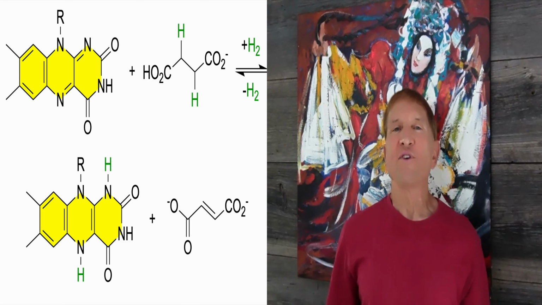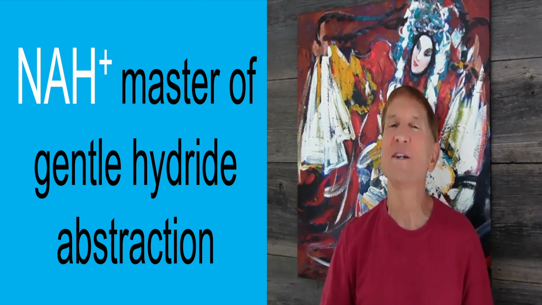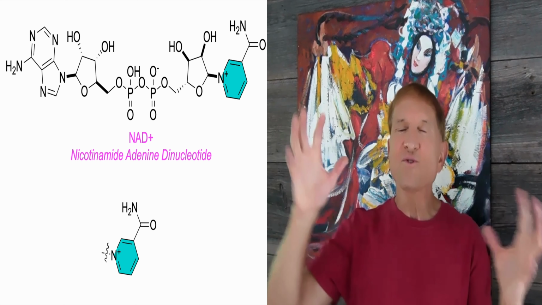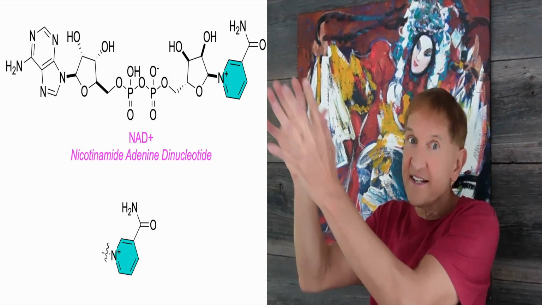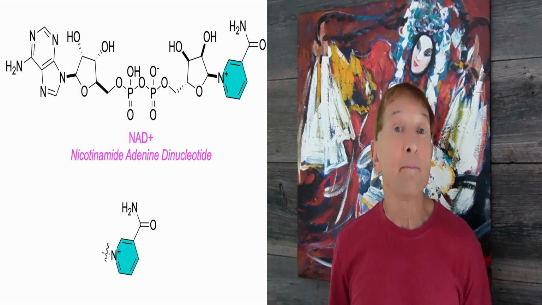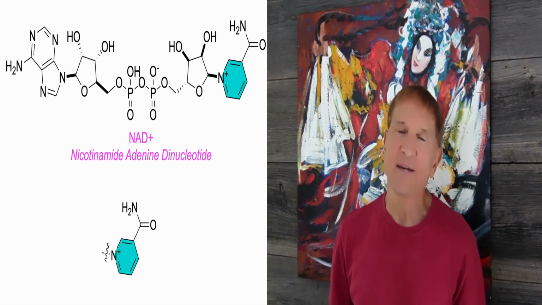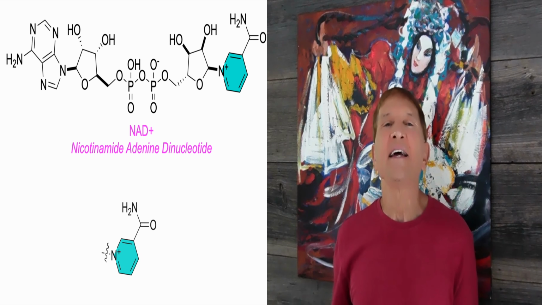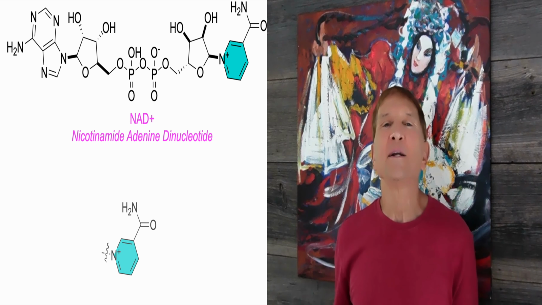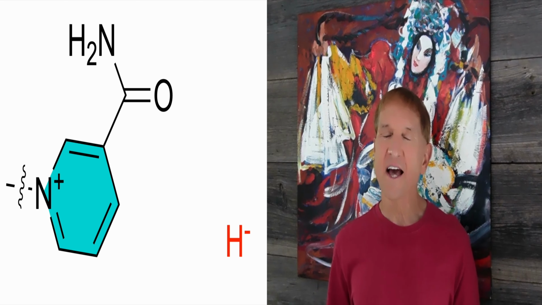FAD's best friend is NAD+, and they're friends because they're complementary. NAD is also a complicated structure. But again, the action end is this piperidinium I've colored in blue. NAD plus doesn't abstract H2, it abstracts H minus. It forms H2 stepwise with a little help from its friends. Let's see how it does that.